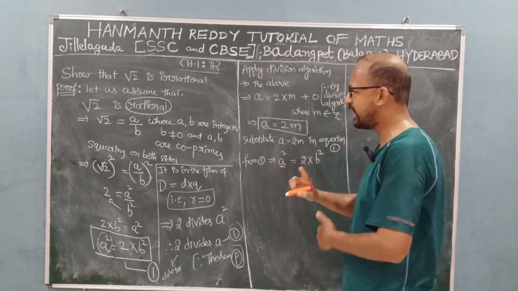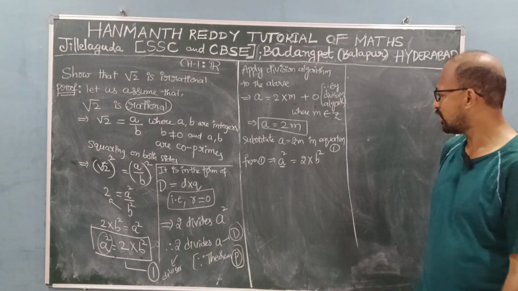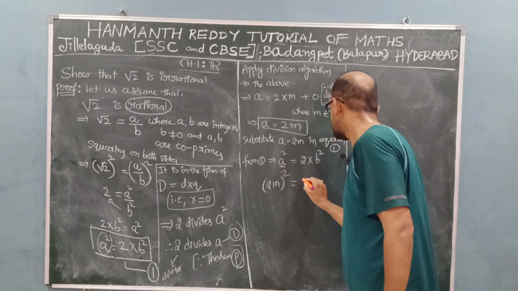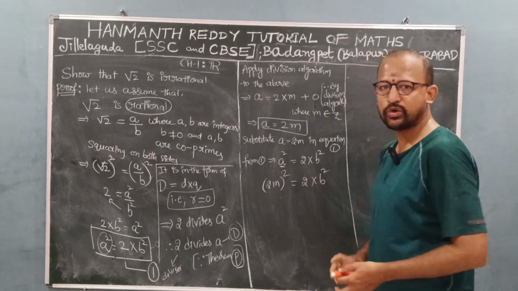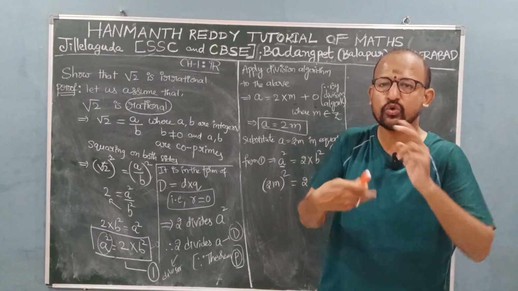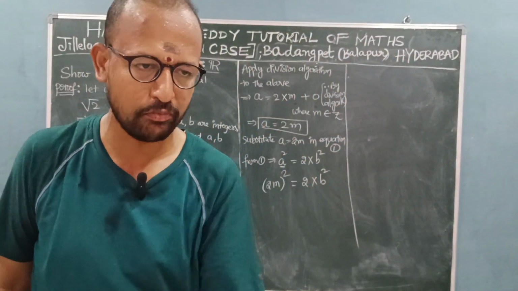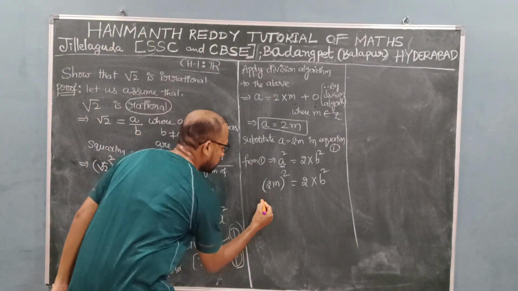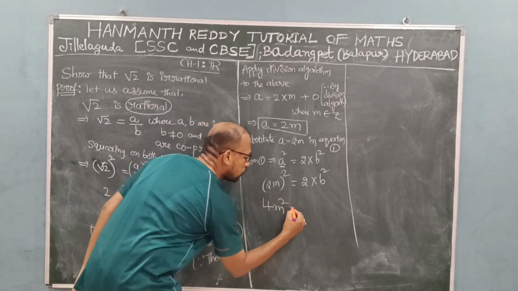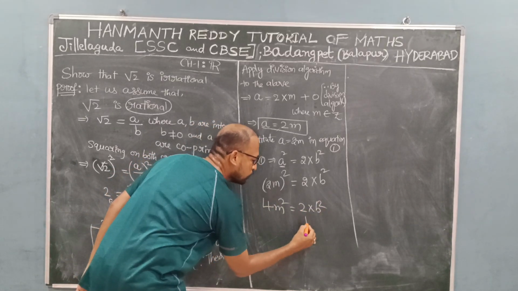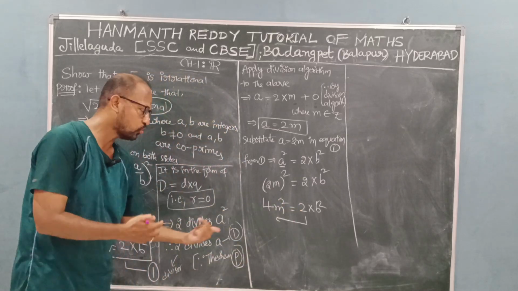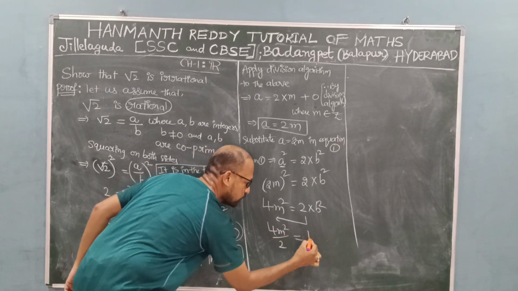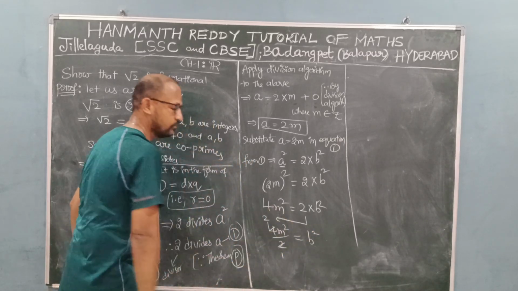Now substitute a. a means a is repeated 2 times, nothing but 2m whole square, which is equal to 2 into b square. Now, 2m whole square means 2m repeated 2 times under multiplication, that is 2m into 2m. 2 twos are 4, m into m is m square. So it's nothing but 4m square is equal to 2 into b square. Now shift to the left side. 4m square divided by 2 is equal to b square. 2 ones are 2, 2 twos are 4.